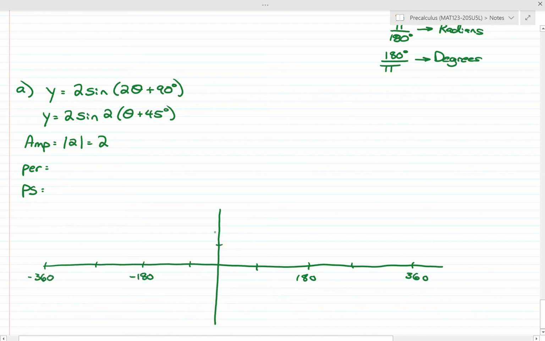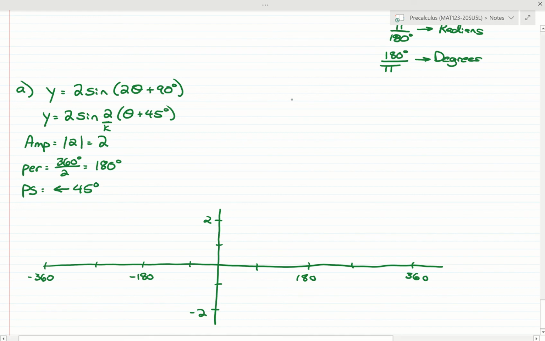So the amplitude is 2, so it's going to go up to 2 and down to negative 2. Okay, how often does it repeat? Well, the normal period of sine graph in degrees is 360, and we're dividing by our k value. So this graph is going to repeat every 180 degrees. The phase shift is to the left 45 degrees. Whenever you talk about phase shift, it has to have both of those components.